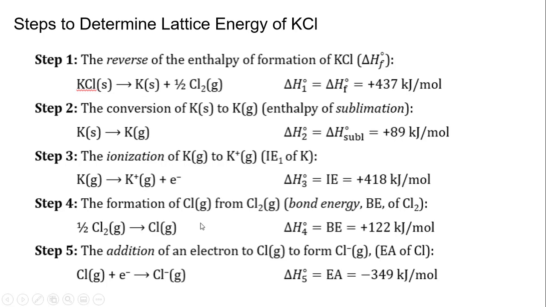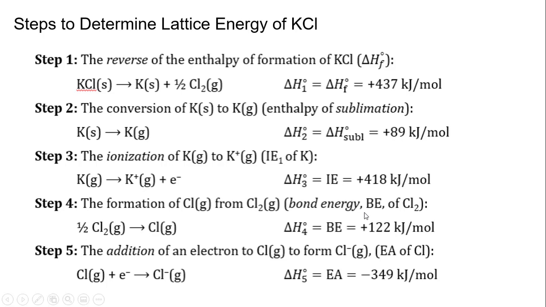Step 4, the formation of single chloride gas from a diatomic molecule. So now that we've gotten potassium exactly in the ionic form we need, now we take care of chloride, which technically has 2 steps. The first one is just separating them out of the diatomic molecule, breaking that bond in a sense. So here they have the half. Why do they have a half? Because we only want one of these. This will divide this and cancel out and only give us 1.